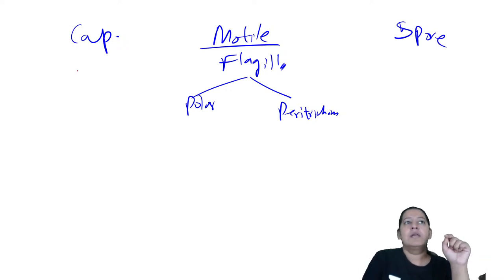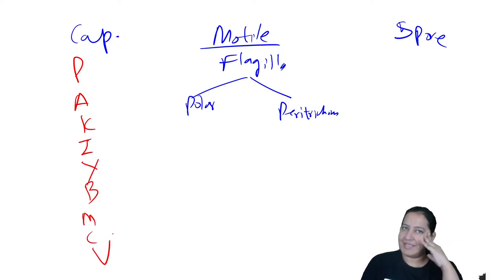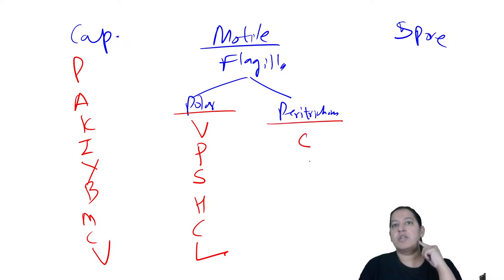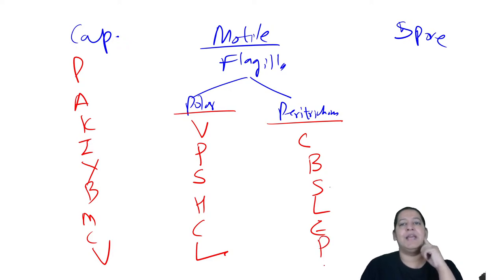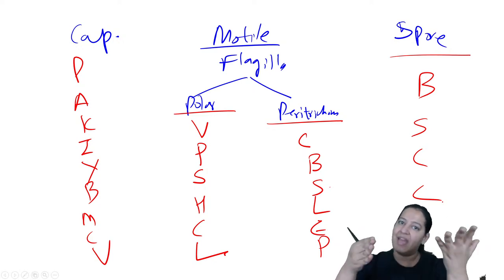Someone will help me. So here the mnemonic was PACIB MCV. Should I say the full form? You know it. Polar mein what was the mnemonic? Very protective solution, HCl. Peritrichous mein what is the mnemonic? Cute baby sleeping. Sleeping mein chaar hi cheeze hain: SLEP. Spore forming mein chaar hi cheeze hain: BSC chemistry. Say the full form again and again.